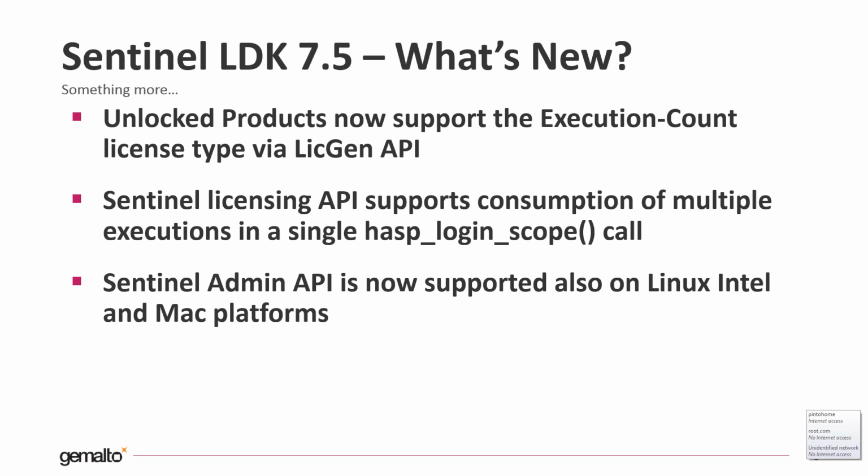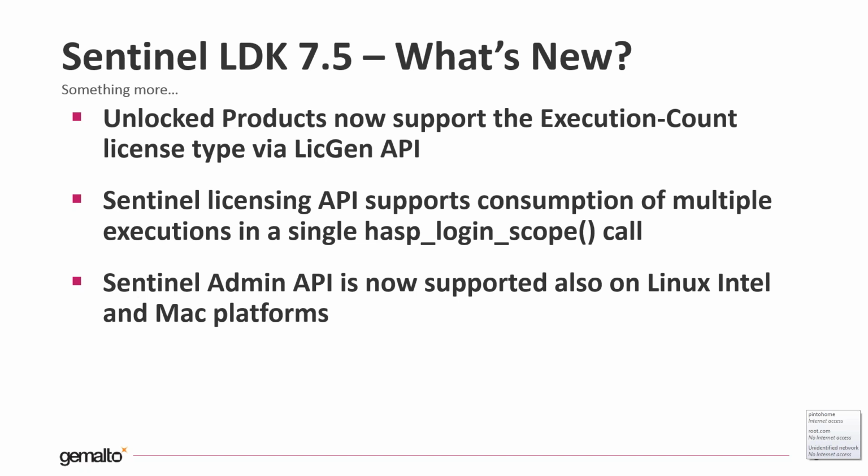Some new features that were added also include that the unlocked products, the trialware, now support execution counts, but only through the license generator API. Up until now, unlocked products only supported time-based limits. You could create a trialware or unlocked product only with a limitation of 90 days, but now we support perpetual as well as execution counts.